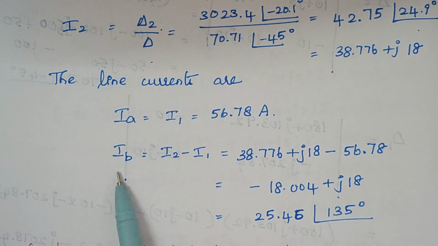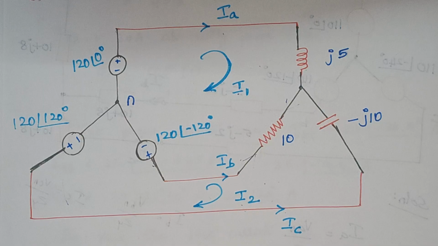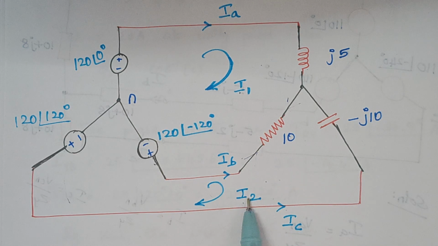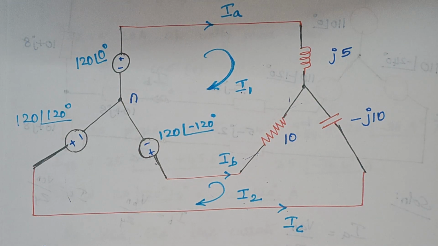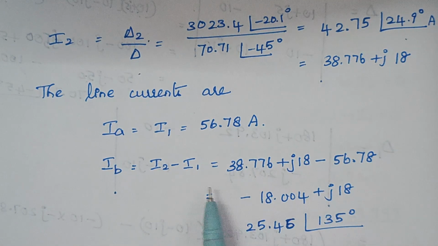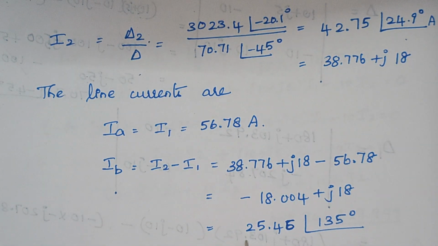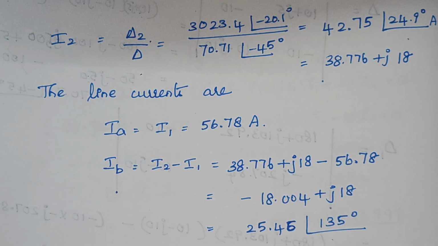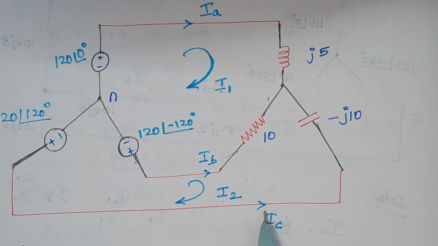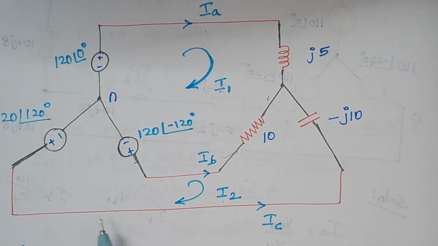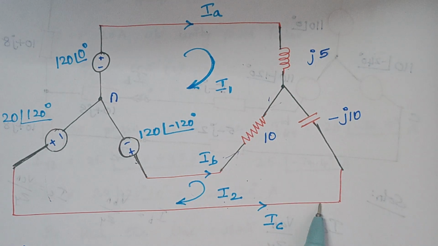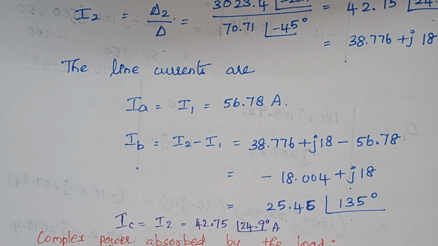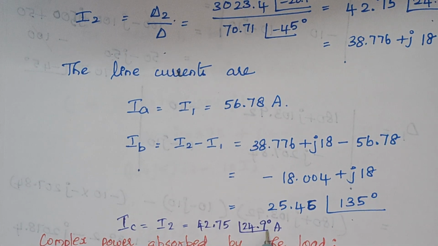Now the next thing is we have to find the IB, right? So here IB is nothing but the difference between the currents, right? So here it is taken as I2 minus I1. So just substitute the values of I2 and I1 and this is your value of IB, right? Now tell me what about the value of IC here? IC is equal to I2, right? Because I2 is the current that flows through this line here. Therefore, this is your value of IC, right? IC is nothing but I2 and this is the respective value.